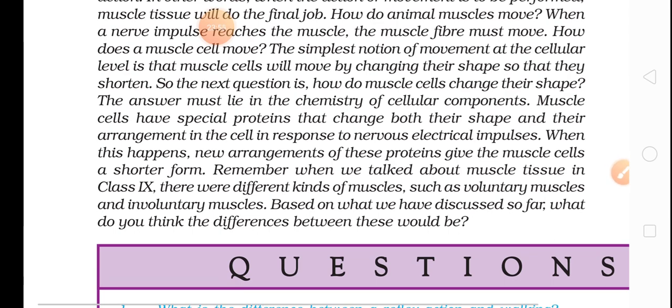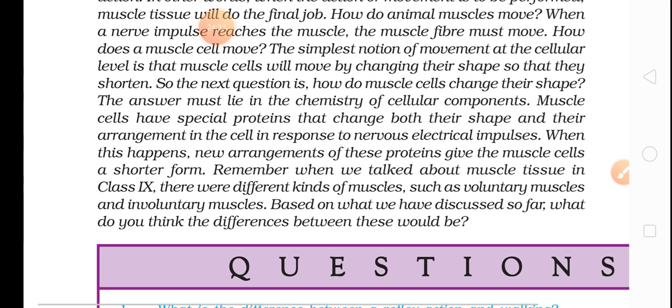Muscle cells have specific proteins that change both their shape and their arrangement in the cells in response to a nervous electric impulse. When this happens, a new arrangement of these proteins gives the muscle cells a shorter form. Remember when we talked about muscle tissue in 9th, there were different kinds of muscles such as voluntary muscles and involuntary muscles. Based on what we have discussed so far, what do you think the difference between these would be?